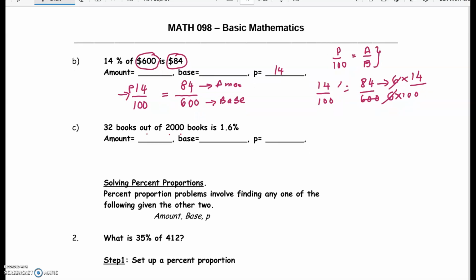32 books out of 2,000 books is 1.6%. So we're given a percent. Put that on one side.